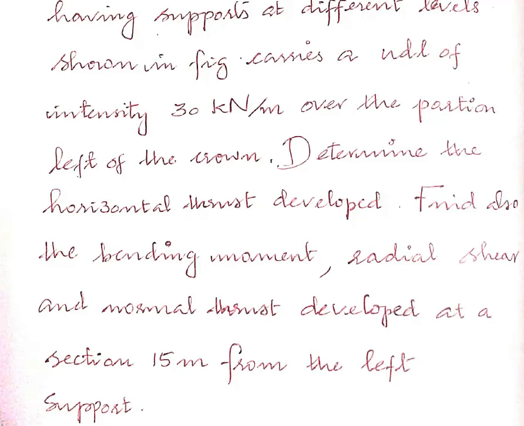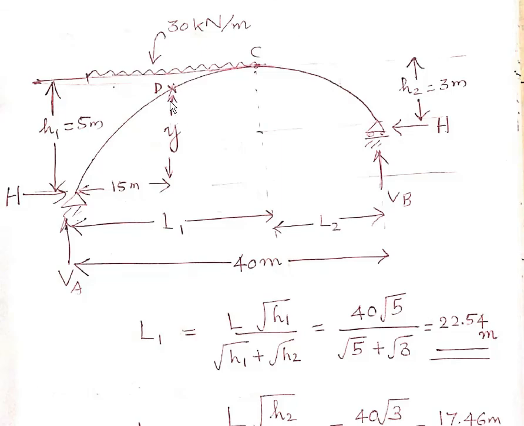So let's go back to the question. Determine the horizontal thrust developed. It is nothing but our capital H. So we have already calculated the value of horizontal thrust developed, that is the value of capital H. Find also the bending moment, radial shear and normal thrust developed at a section 15 meter from the left support. So our section D, our point D, is at a distance 15 meter from the left support. So our D is here.